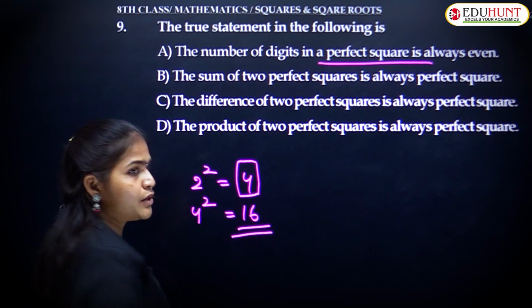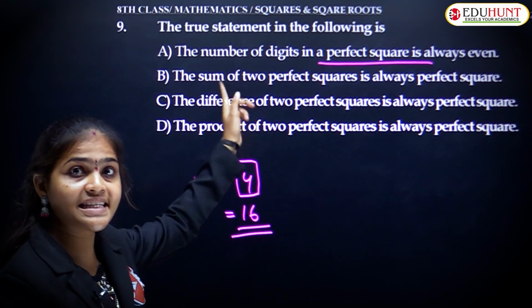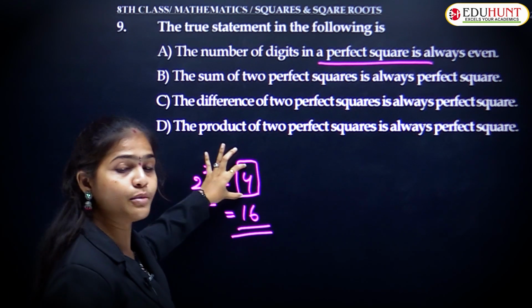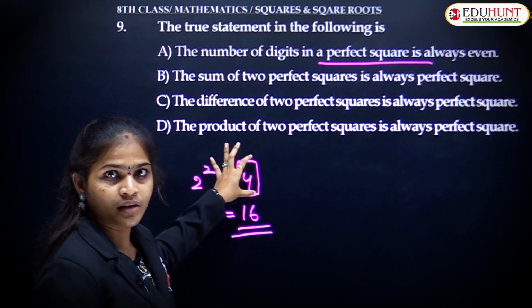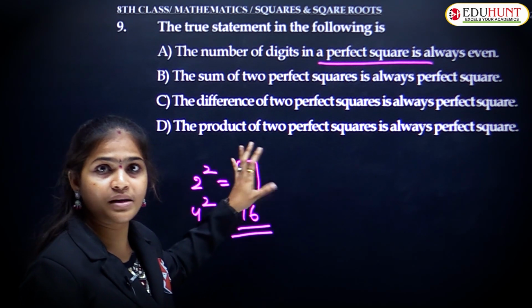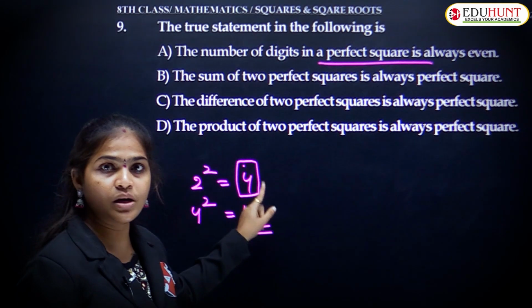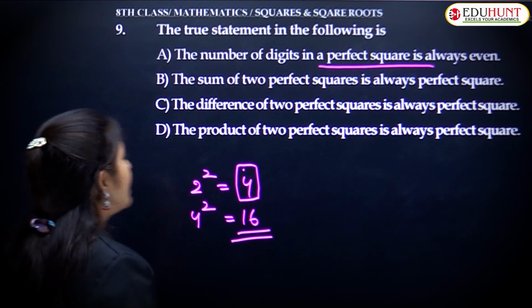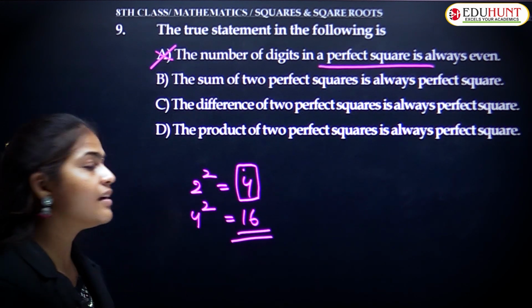See here, a 2 digit number means even. But what is the statement? Always even, they are saying. Always means in this case also it must be even. Here 4 is an even number, but we are not talking about that. We are discussing the number of digits. Here only one digit is there, so that is an odd number of digits. So that's why the first statement is wrong.